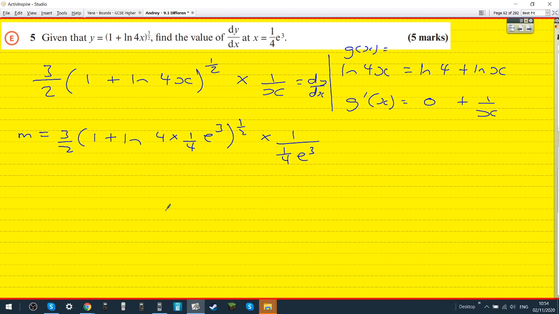Let's see. It would be keep, change, flip. So 1/4 is definitely 4. 1/e cubed, does that become 4e to the minus 3? I think it becomes 4e to the minus 3. Or we could leave it as 4/e cubed. Let's leave it like that. Okay. How about the bracket?